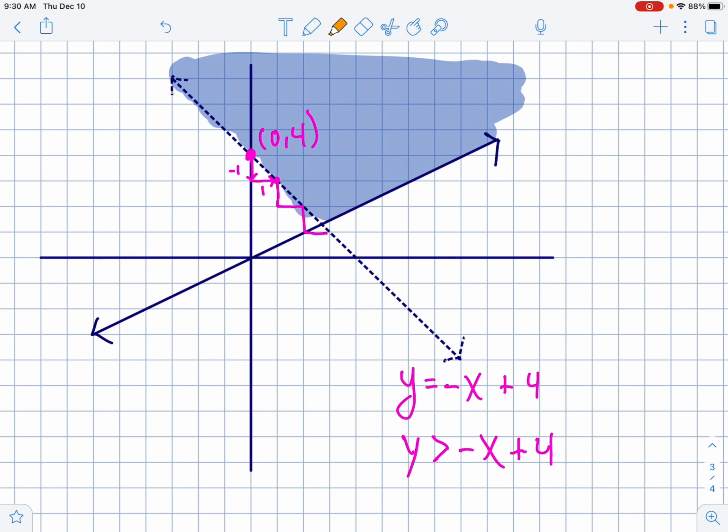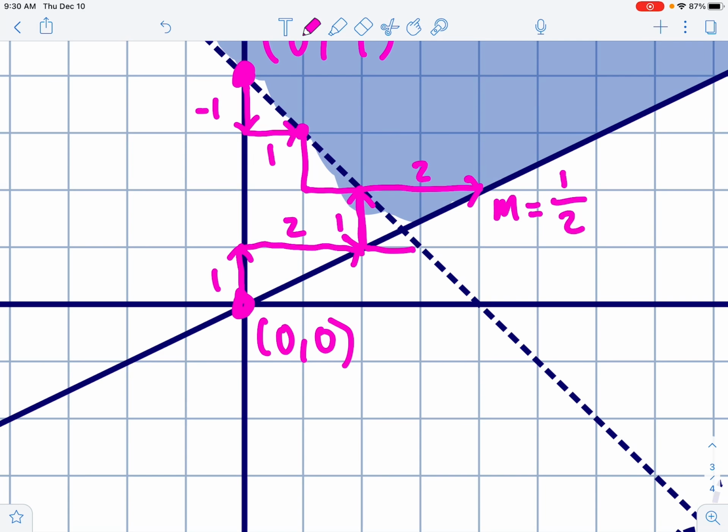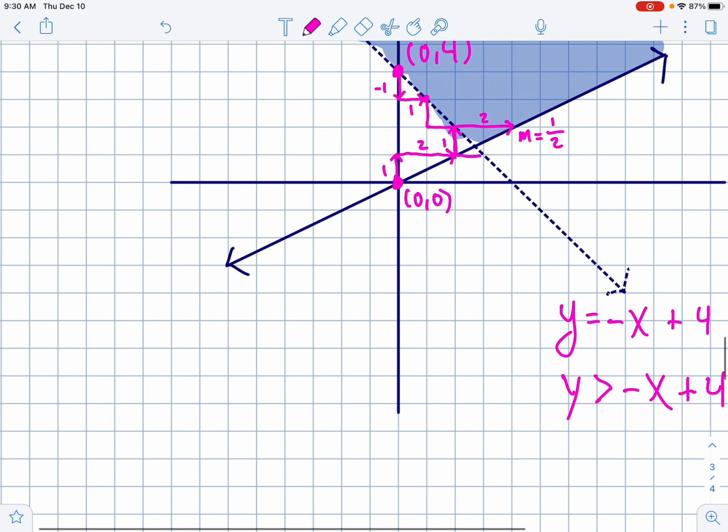Now let's do the same thing for this line right here. If I think about slope-intercept form, this one crosses at (0, 0). Now let's look at the slope triangles. It goes up 1 to the right 2. And then it goes up 1 to the right 2. So that slope is going to be 1 over 2, 1/2. So if I were to write this as an equation, it would be y is equal to 1/2 x plus 0. But you don't need the plus 0 part. You can just write y is equal to 1/2 x.